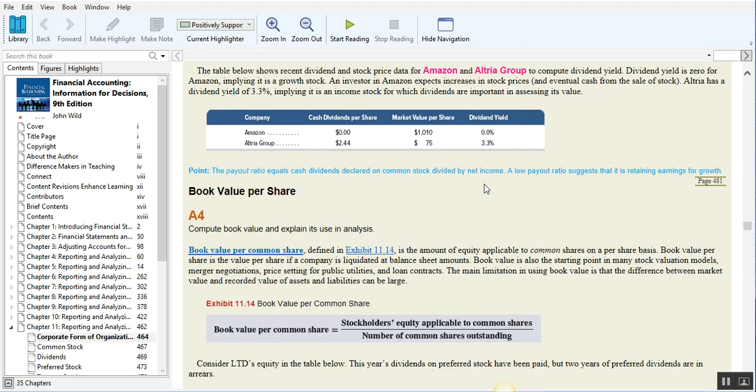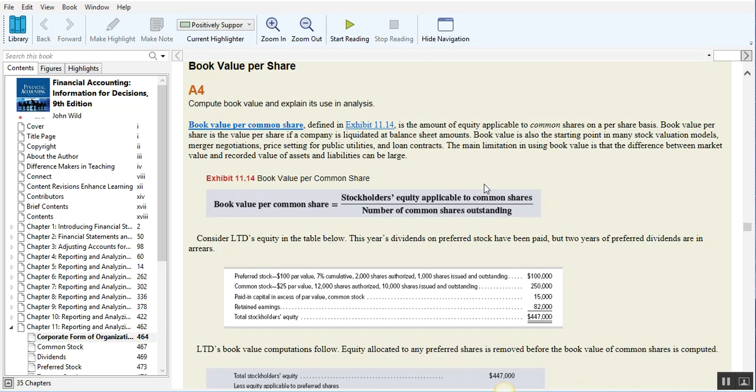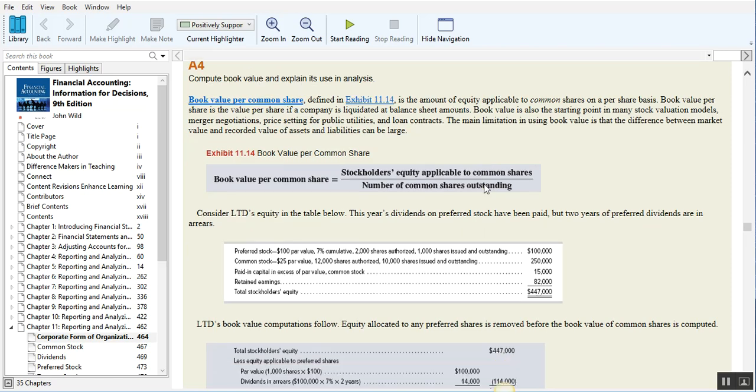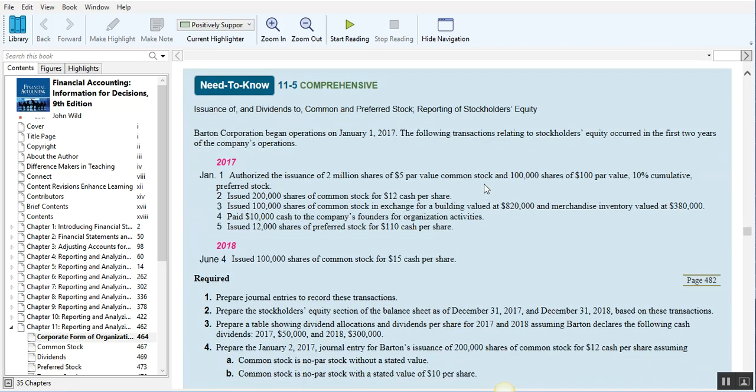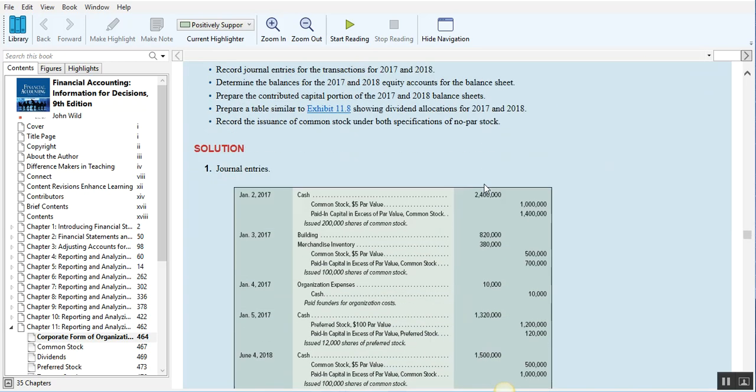So book value per share, you're taking the book value of the company and dividing it out amongst the number of shares outstanding just to show whatever book value is distributed to all the owners.